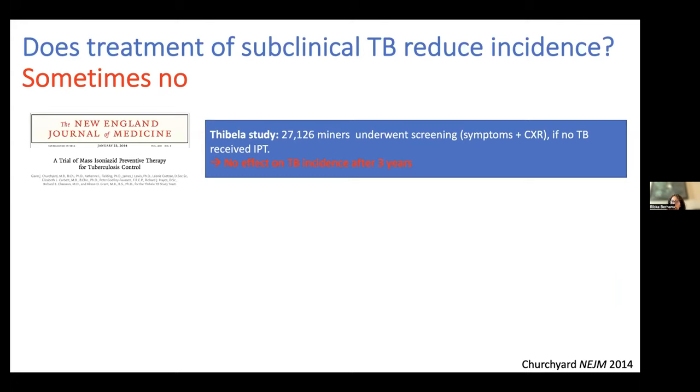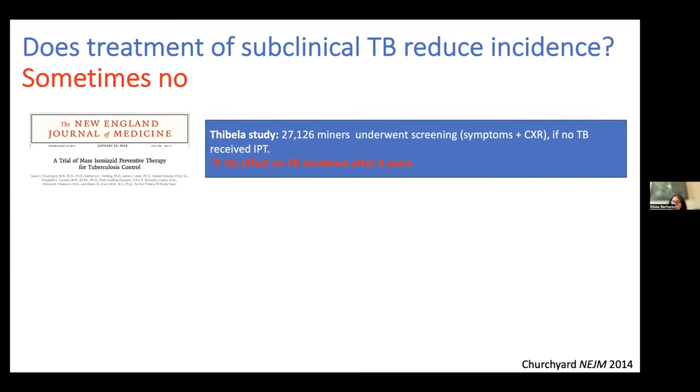So in the Tabella study, which was 27,000 miners in South Africa who underwent universal testing, everybody got a sputum culture, and this was pre-Xpert, so 2014, and everybody got a chest X-ray. Those who were sputum positive were treated, and if they didn't have TB, everybody got IPT. I don't think they even stratified by TST, I think everybody got IPT, and there was no effect on TB incidence after 3 years. And so maybe later on, if we have time, we can discuss why there was a difference and what could be some of the factors that influenced this.